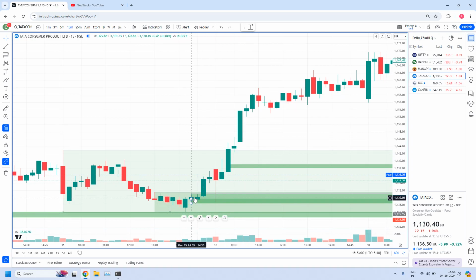So here we have a rally, two base candles and a rally candle, rally base rally. And this fine-tuned rally base rally, the 15 minute zone, is again fine-tuned with the 5 minutes time frame.